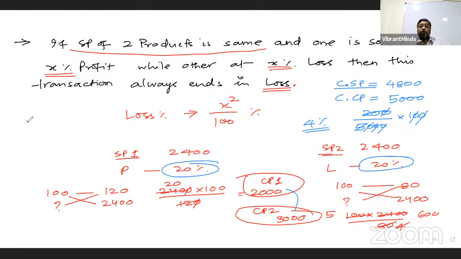Now through the shortcut, what we were having was 20% and 20%. So can I say x square will be what? 20 into 20 divided by 100. Zeros cancelled. What it gave me? 4% loss. Loss is what? 4%. Is it clear, everyone? Is it clear, people?